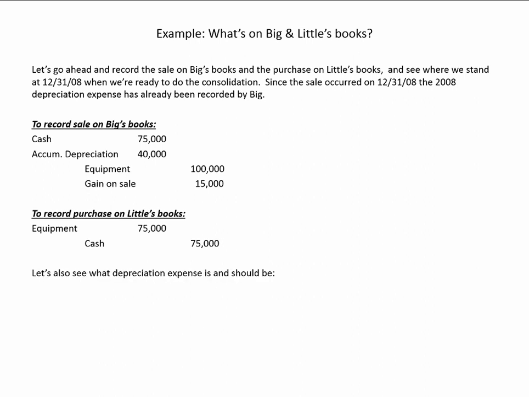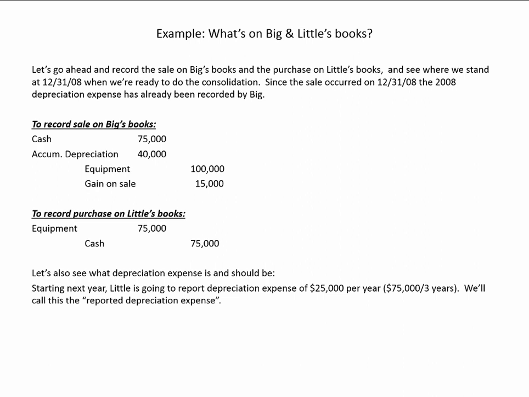Now let's also see what depreciation expense is and what it should be. Starting next year, since Little purchased this thing on December 31st, Little is going to start depreciating this asset. It's got a cost of $75,000. It's got a 3-year remaining useful life, so they're going to depreciate it at $25,000 per year, and we'll call this the reported depreciation expense. Now, we already determined earlier that the true or correct depreciation expense should be $20,000 per year. Again, Big bought this asset for $100,000, had a 5-year life, $20,000 of annual depreciation.